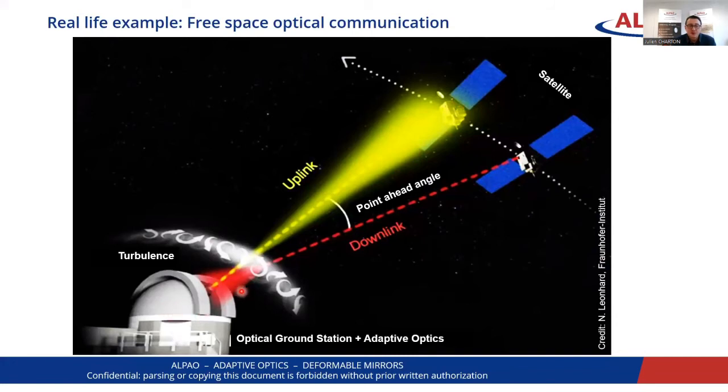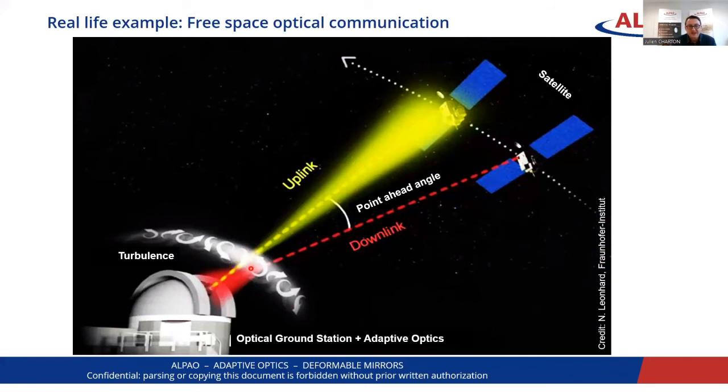So with the turbulence, you will only get a very, very small portion of the light. And it is not enough to get the data bandwidth that you need. So in this case, adaptive optics is used to focus the light into the fiber and to inject more signal. And you have a similar problem for the uplink.